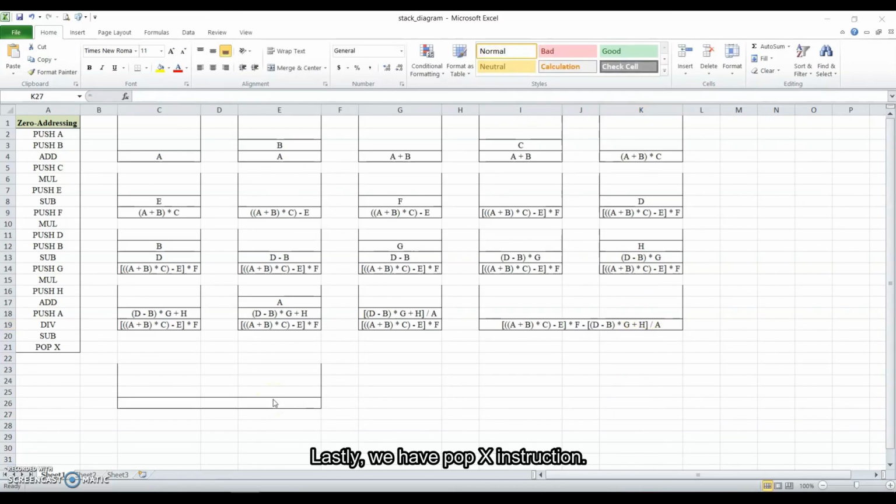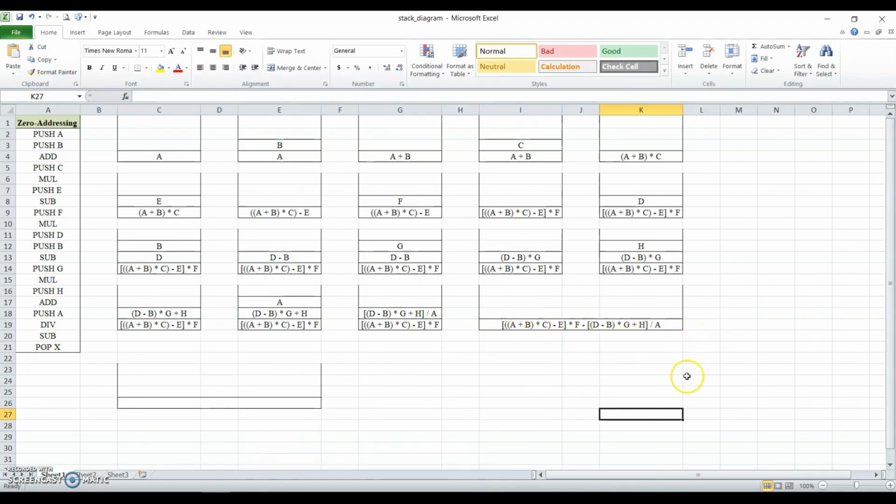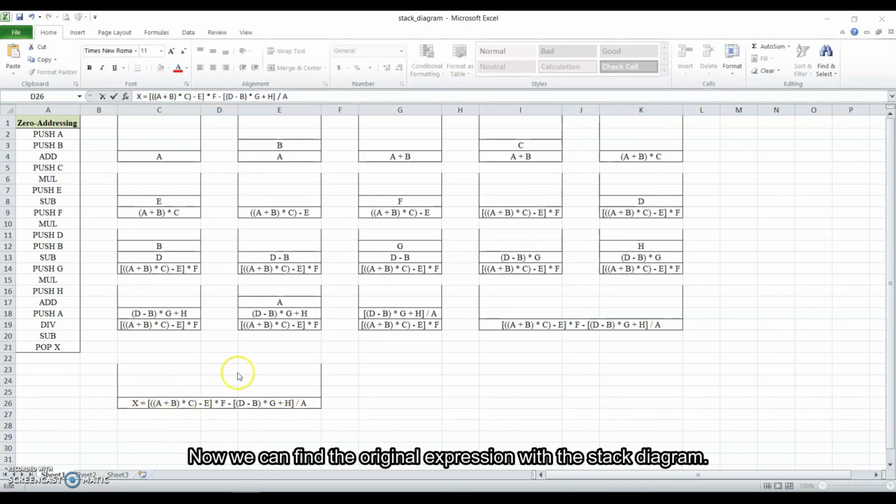Lastly, we have the pop X instruction. Pop instruction just needs to store the final value after the operation is done. So it means that this result after the operation will be stored in X. Now we can find the original expression with the stack diagram. So that's all about the stack diagram, and thanks for watching.